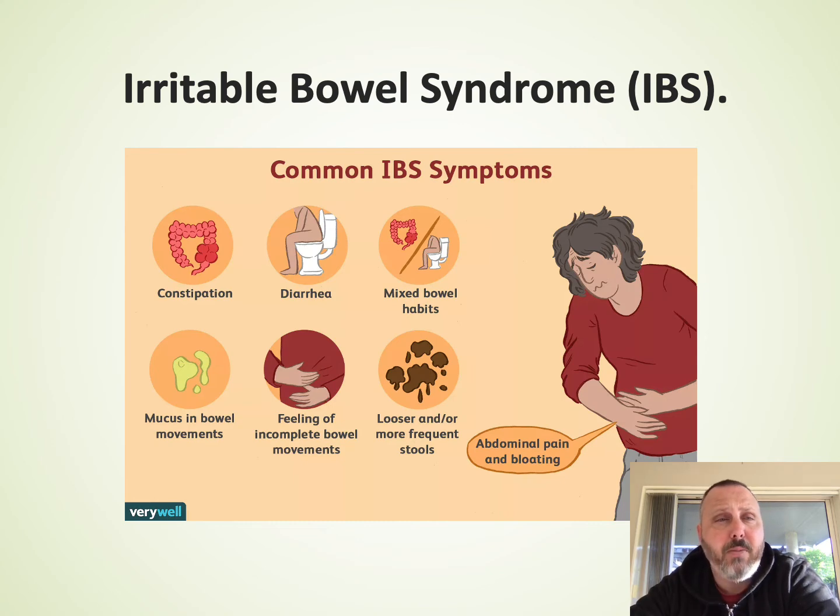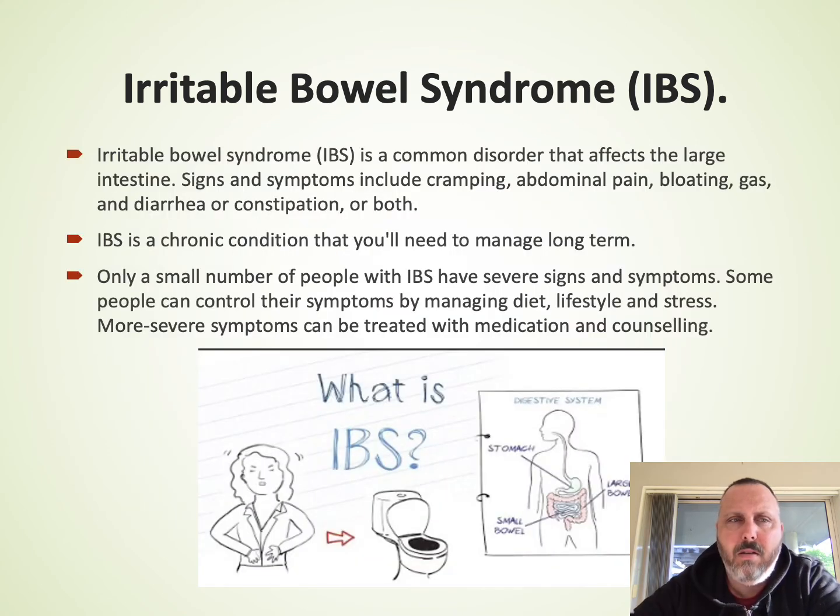Okay, the second condition we're going to talk about today is irritable bowel syndrome, or IBS. It's a common disorder that affects the large intestine. Signs and symptoms include cramping, abdominal pain, bloating, gas, diarrhea, and constipation. It's a chronic condition that needs to be managed long term. Only a small number of people with IBS have severe signs and symptoms. Some people can control their symptoms by managing diet, lifestyle, and stress. More severe symptoms can be treated with medication and counselling.